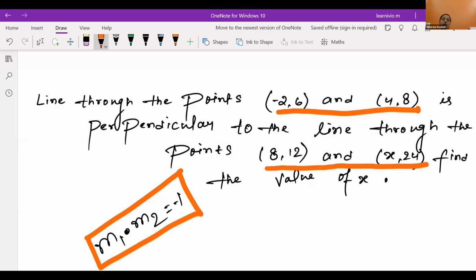Are you getting it? Yes, ma'am. Okay, please read the question again, solve it and tell me what x is. Take your time, do it and just give me a minute. Do it and tell me.